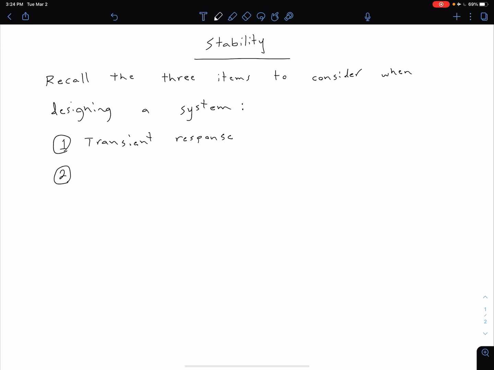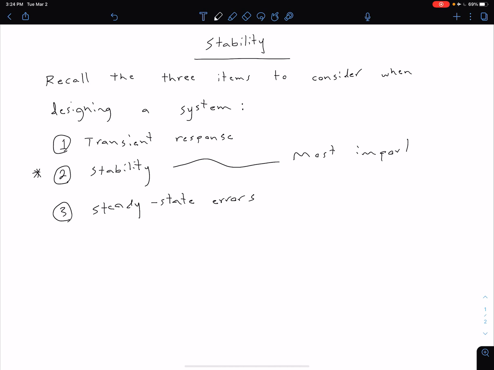So we've already taken a look at our transient response. Our second key item is what we're going to look at now, which is our stability. And our third key item, which we're going to take a look at in our next unit, is our steady state errors, the errors in our steady state response. Of these three items, stability is going to be our most important.